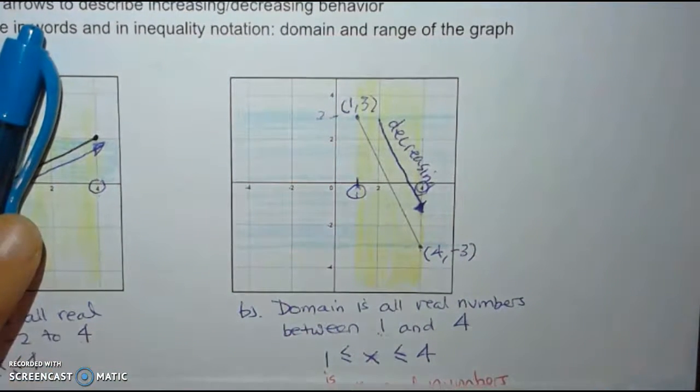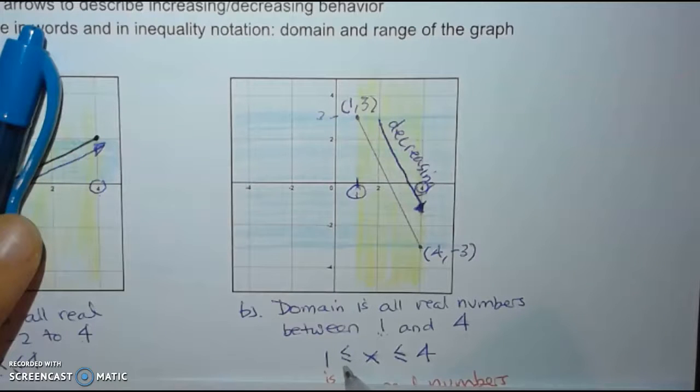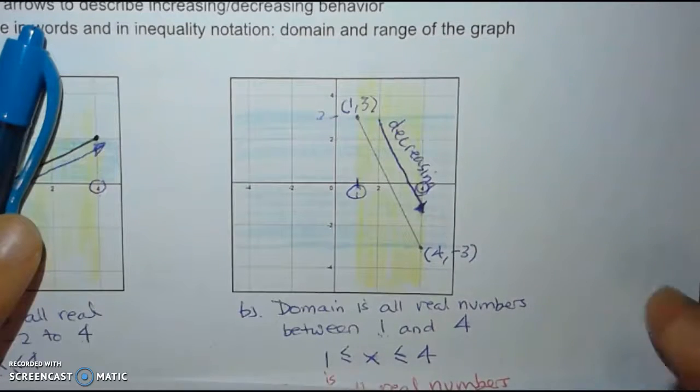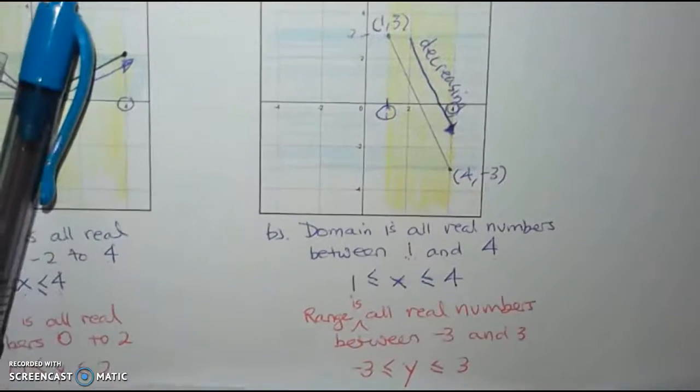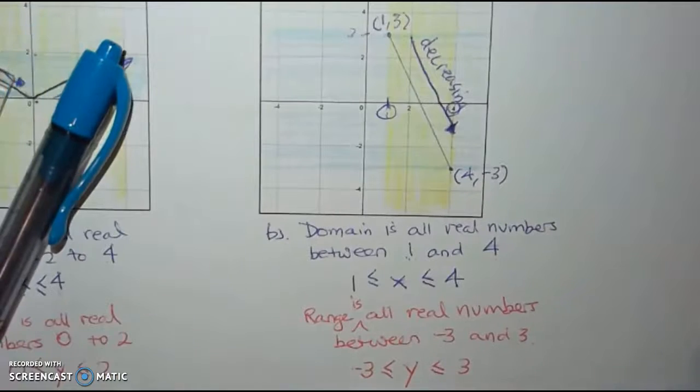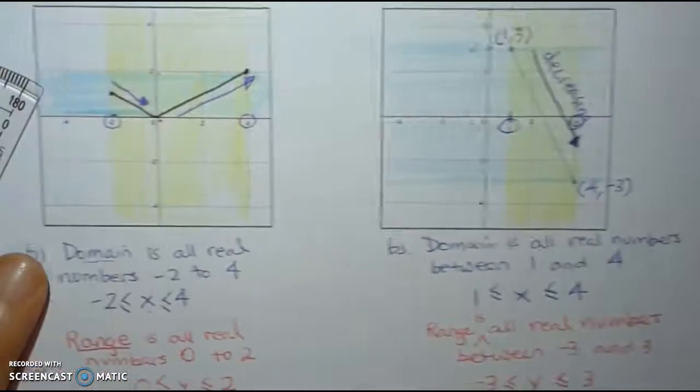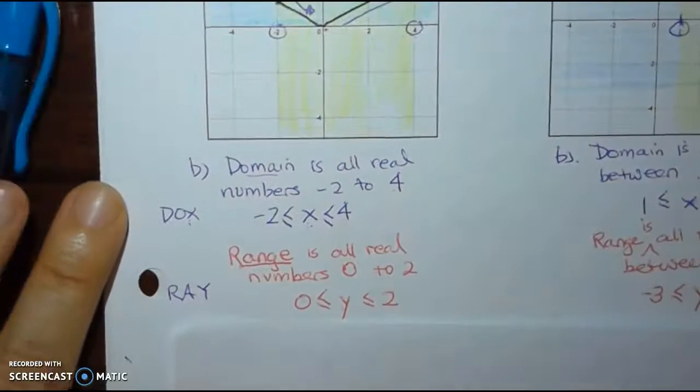And how do I write that as an inequality? The smaller number is on the left, the bigger number is on the right, and we're dealing with domain, so x is in the middle. So 1 is less than or equal to x is less than or equal to 4, which tells us that it's between +1 and 4. Okay, what about range? I don't think we did the range for the first one.